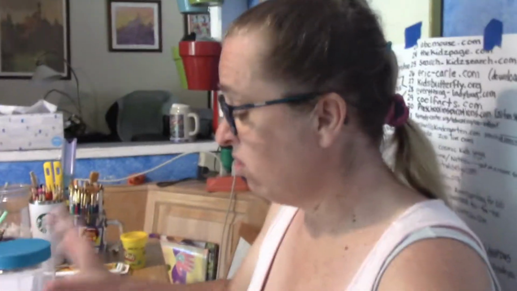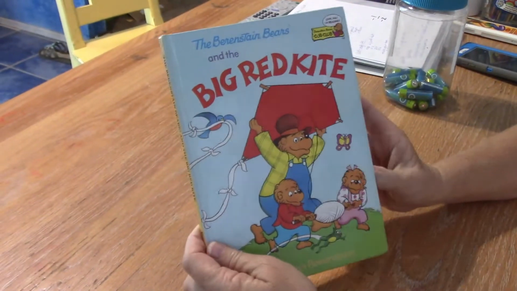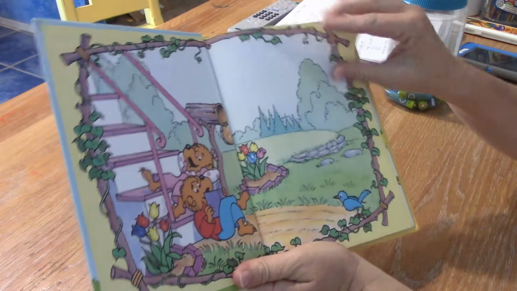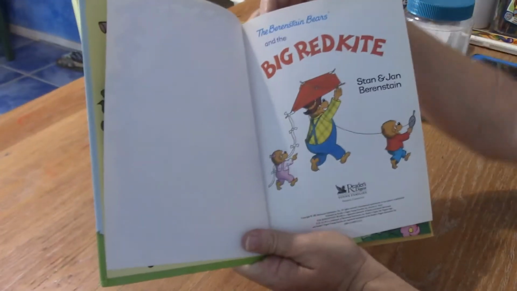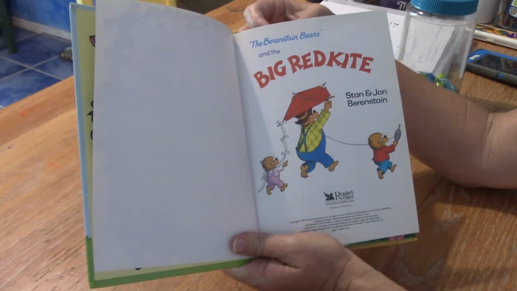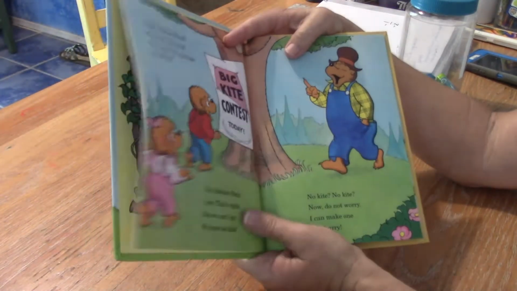Now getting to our story. Today's story is the Berenstain Bears and the Big Red Kite. I love the Berenstain Bears. And this is, of course, written and illustrated by Stan and Jan Berenstain.